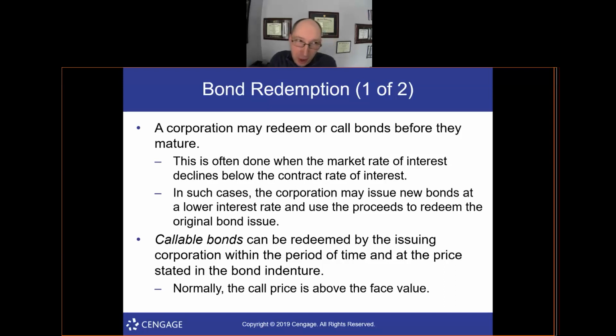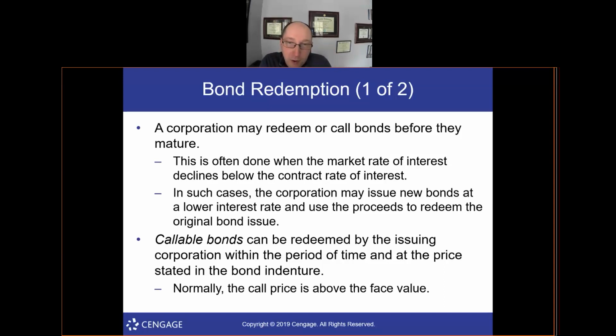Okay, so we talked about bond discounts, we talked about bond premiums. Those were the two most common bond issuances. Now let's talk about bond redemption. Bond redemption is when we call the bond before it matures. Remember I said a bond can be what we call callable. When you call it, that means you're redeeming it. Okay, you're taking it back or you're paying it back before it matures.